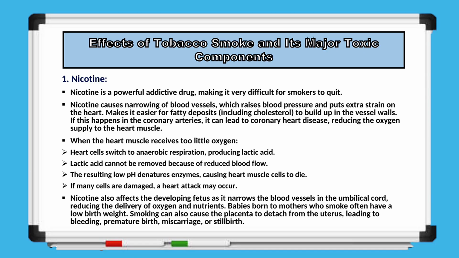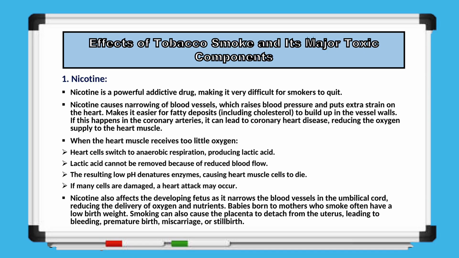It also narrows blood vessels, raising blood pressure and putting extra strain on the heart. This narrowing makes it easier for fatty deposits, including cholesterol, to build up in the walls of blood vessels. If this occurs in the coronary arteries, it can lead to coronary heart disease, reducing the oxygen supply to the heart muscle. When the heart muscle receives insufficient oxygen, heart cells switch to anaerobic respiration, producing lactic acid. Reduced blood flow prevents the removal of lactic acid, lowering pH and denaturing enzymes, which damages heart muscle cells. If enough cells are affected, a heart attack may occur.